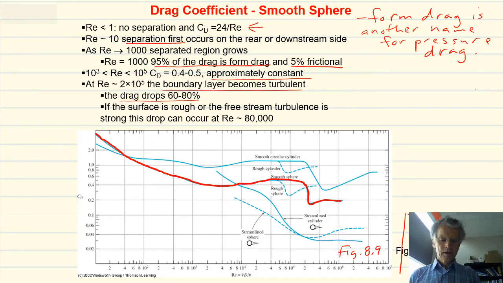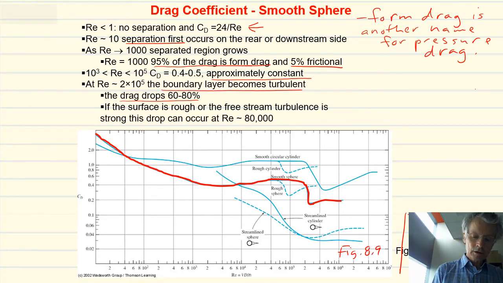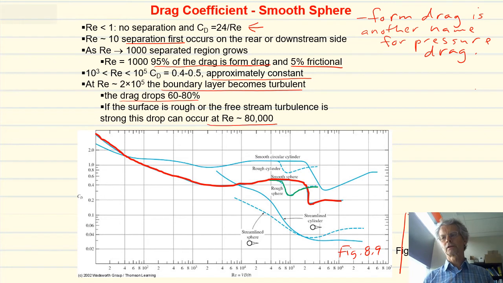Okay. If the surface is rough, or the free stream turbulence is strong, this drop can occur at a Reynolds number of 80,000. So that's this curve right here. You can see that the drag force doesn't drop as much, and that would be due to the slightly higher frictional drag produced by a rough surface.